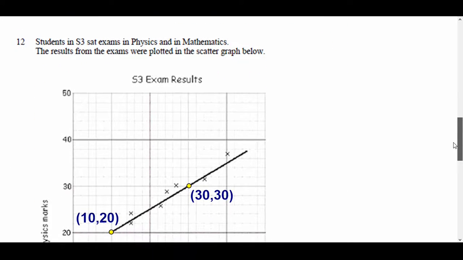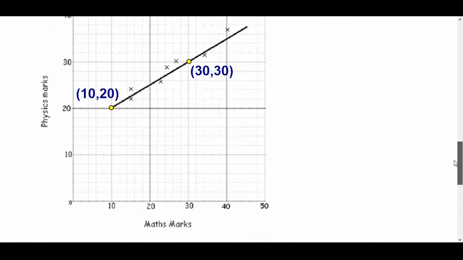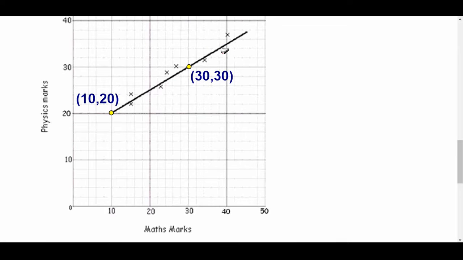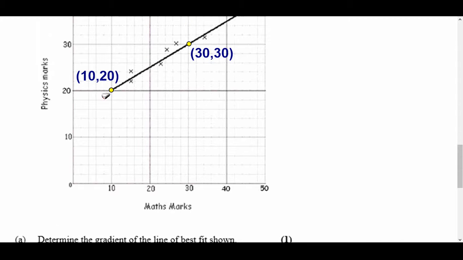Okay, question 12. So students in S3 sat exams in physics and maths. The results from the exams were plotted in a scatter diagram, and a line of best fit was drawn, wasn't it? So there's your line of best fit. Determine the gradient of the line of best fit, and you've got 2 coordinates on there.